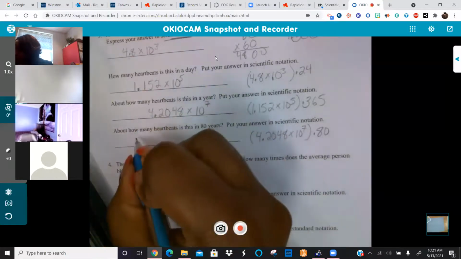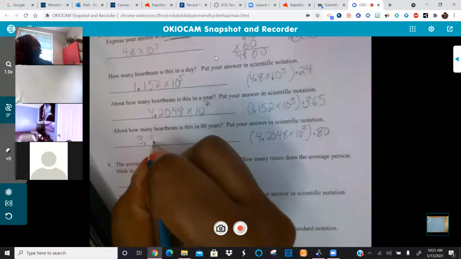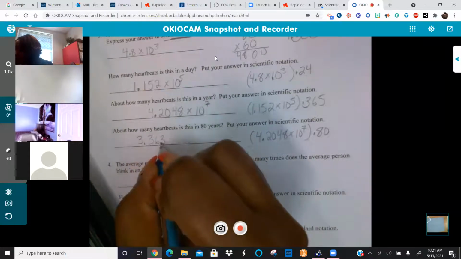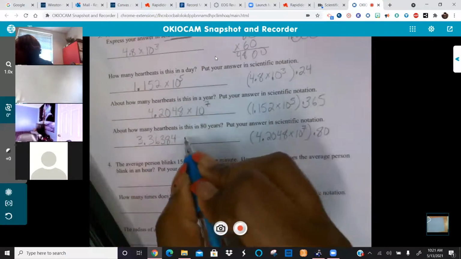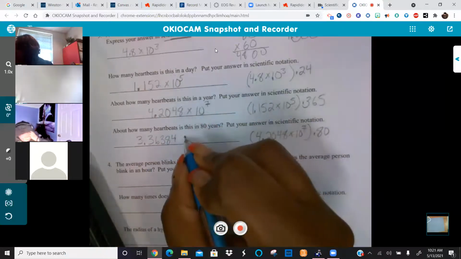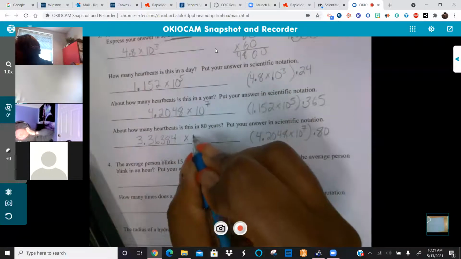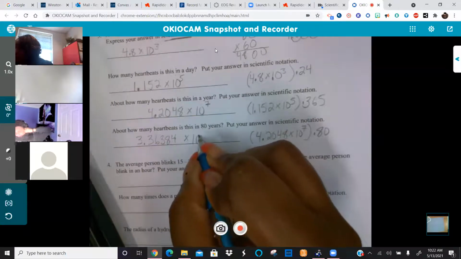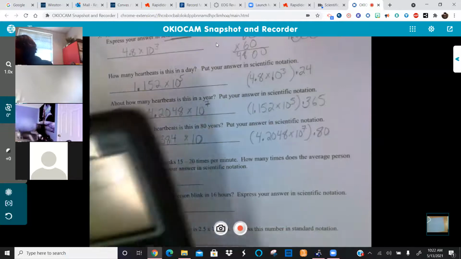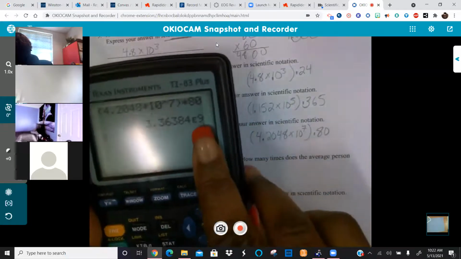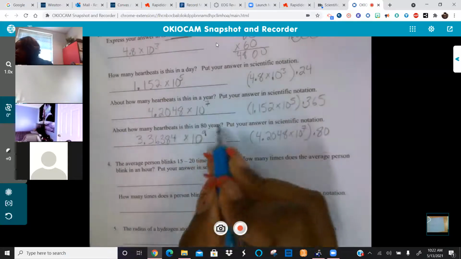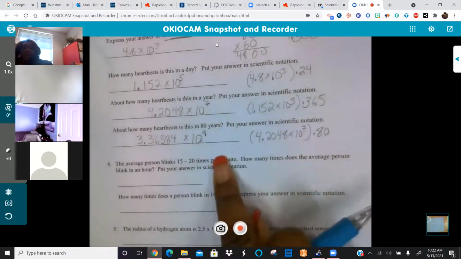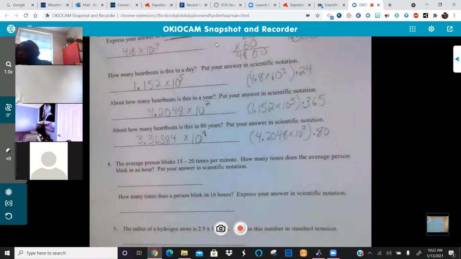So we have 3.36384, and again, they may round this number off. They have E in the calculator. E in the calculator is the same as saying times 10, and the number behind the E is the exponent. So that's to the 9th power. So this is how many heartbeats in 80 years. Any questions about that?